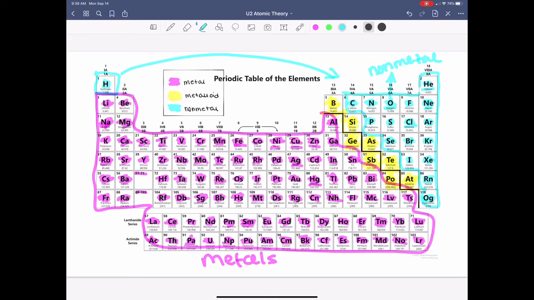So just use some context clues. If you ever forget which side is metal and non-metal, look at what exists on those two sides of your staircase.